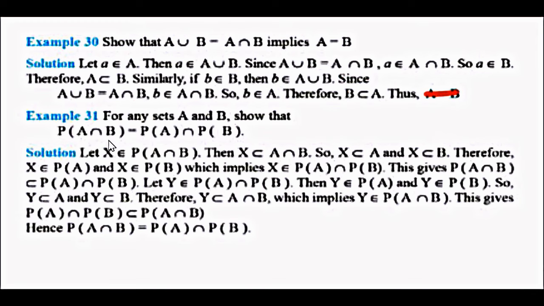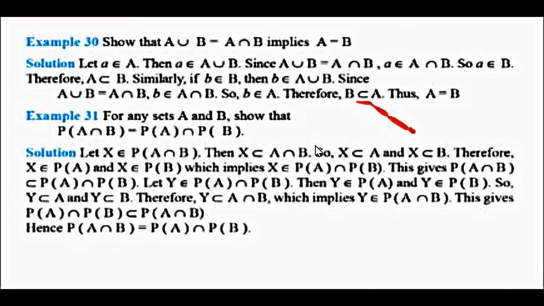Now we have one more example. For any sets A and B, show that P(A intersection B) is P(A) intersection P(B). Please understand, this is a power set. This is not a normal set. This is a power set. So let us assume that we have a set. See, X we have used capital. So X is a set which belongs to the power set of A intersection B. We know that it belongs to the power set.